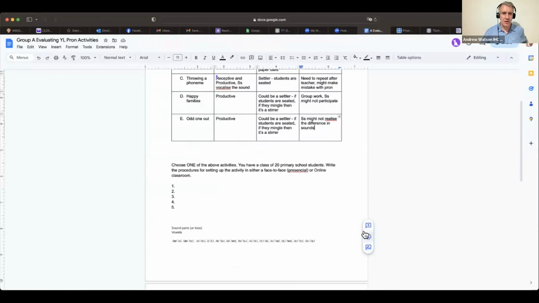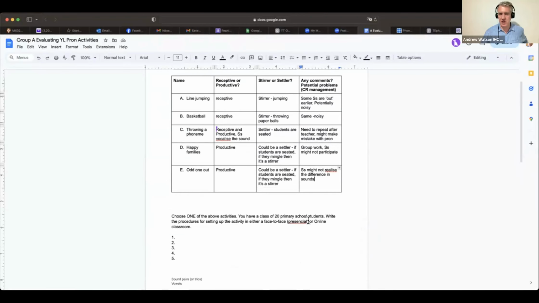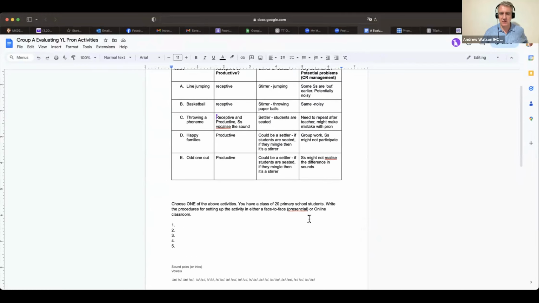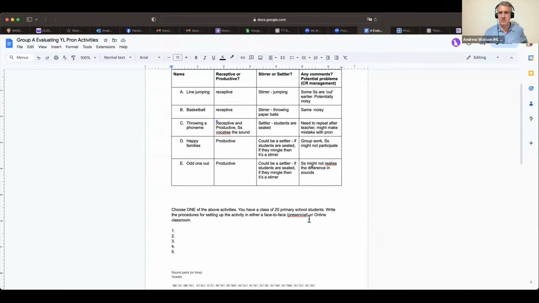Okay, so that leads us into setting up the activities. And that's what we're going to look at after the break. But I'd like you to choose one of these activities, and you've got a class of 20 primary school students. Write the procedures for setting up the activity in either a face-to-face or online classroom.